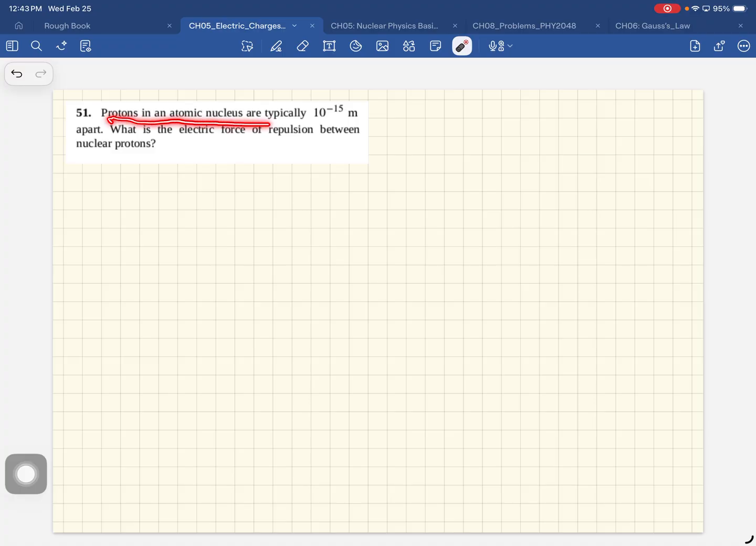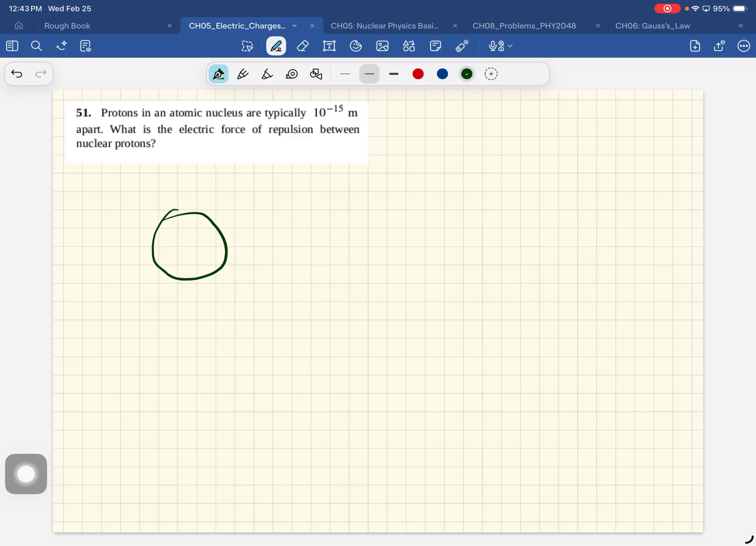Protons in an atomic nucleus are typically 10 to the minus 15 meters apart. What is the electric force of repulsion between nuclear protons? I'm going to extend this problem because I just thought of something. It'll be interesting to see. So the force of repulsion is K Q1 Q2 divided by R square.